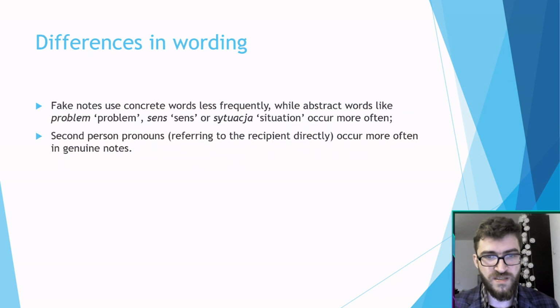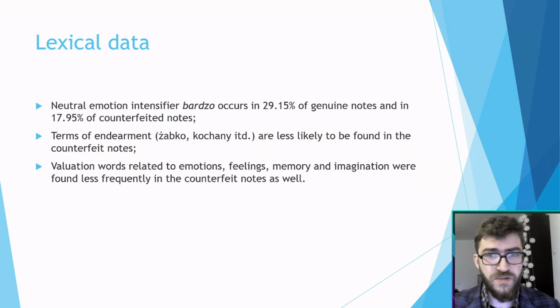And what is interesting here are quite a few things that set those fake and real suicide notes apart. Those fake notes would use concrete words less frequently, and they would use abstract words such as problem, sense, or situation way more frequently than the real suicide notes. They would also not use second person pronouns, referring to the recipient directly. So if a note addressed the recipient directly, it would be more likely to be genuine rather than fake. And there were some other lexical things.